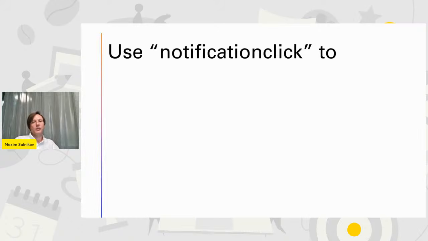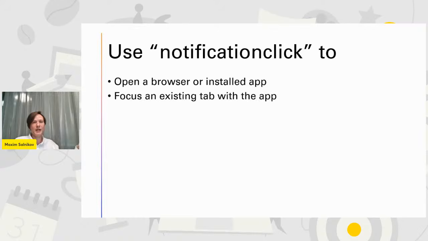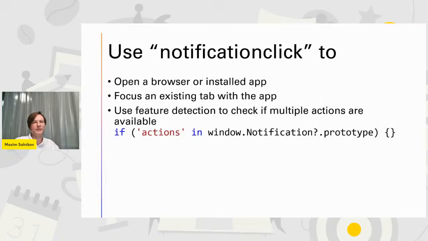And also, the notification click event is great for opening the application itself in the browser if it's not open. Or you can try to focus on an existing tab if that's open. And also you can apply feature detection if you want to make sure what's available on this particular browser, on this particular device. Maybe you want to understand if actions are available, like multiple ones. If not, then you can have a plan B and process the click or tap on the notification itself. And again, analytics.